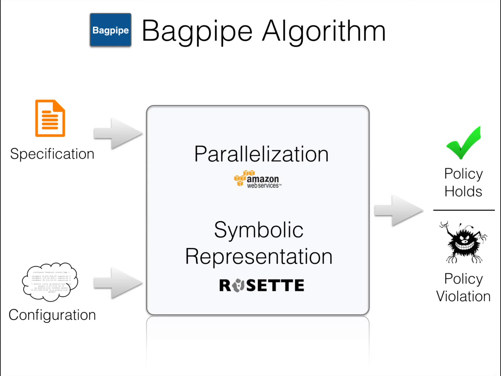Unfortunately, even a parallelized Backpipe algorithm is not quite efficient enough. So the second thing that we did is represent announcements symbolically and then use an SMT solver to very efficiently check that a specification holds for all symbolic announcements. There are more tricks that we had to play, and these are described in detail in the paper.